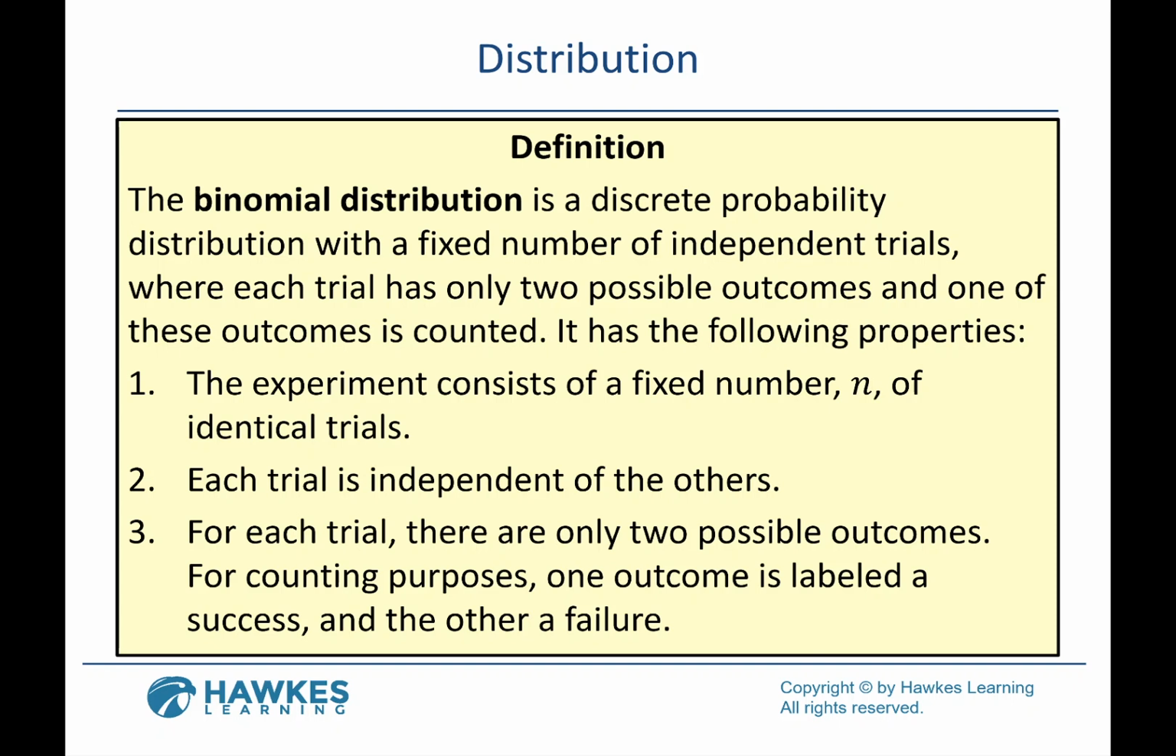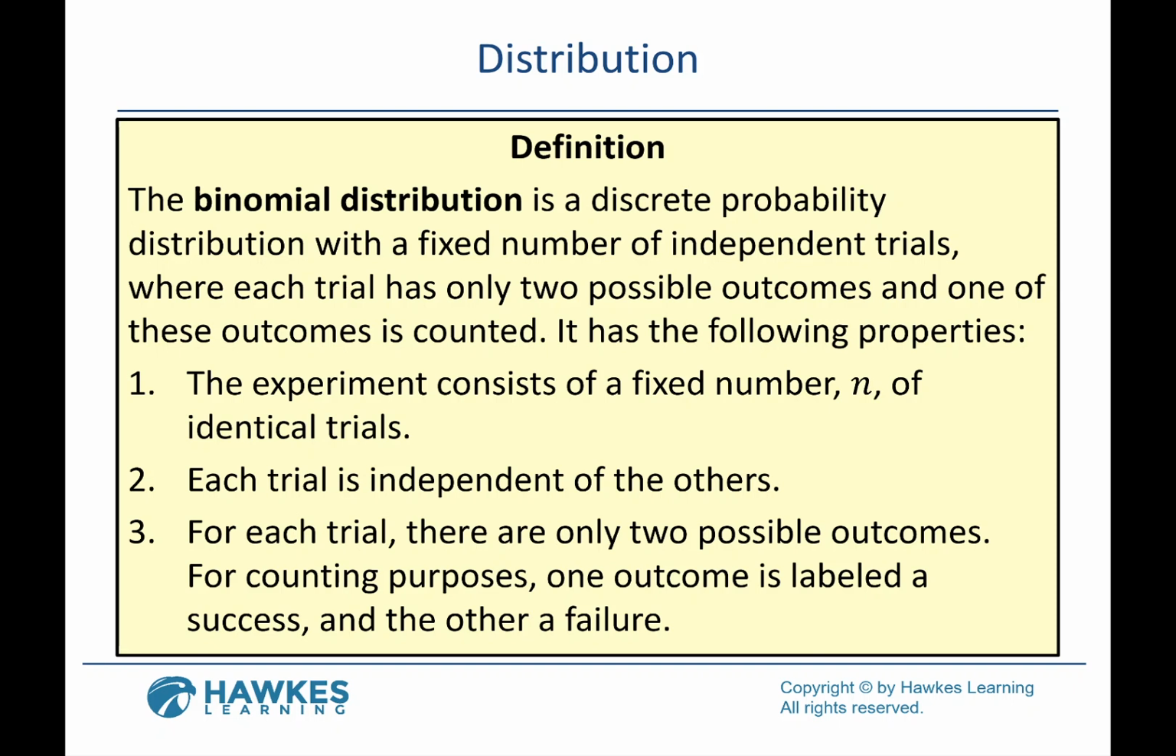We're dealing with discrete data, and we have a fixed number of independent trials. We'll talk about all that in a little bit, but the main thing is that we only have two possible outcomes. If we have these, we're going to have 6 properties. If we've got all 6 of these things, then we're dealing with a binomial distribution.